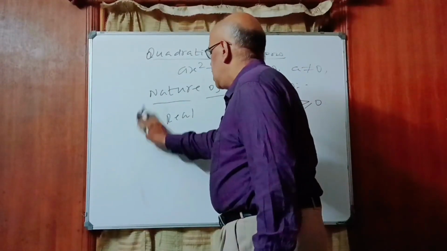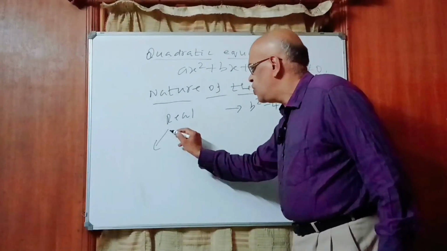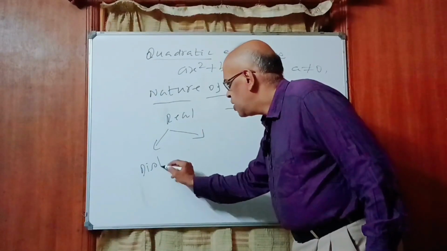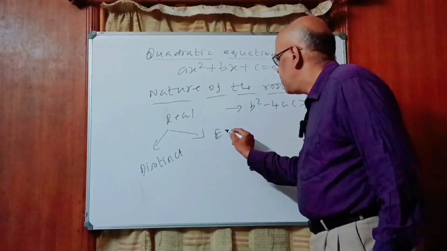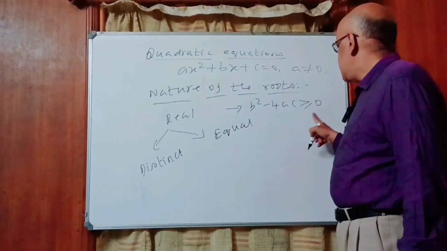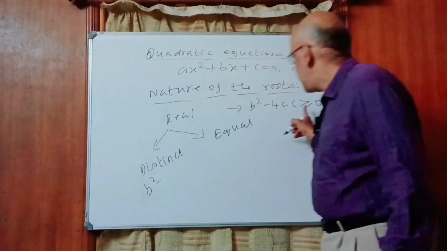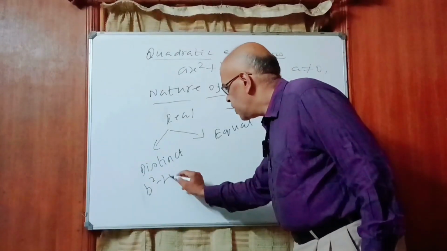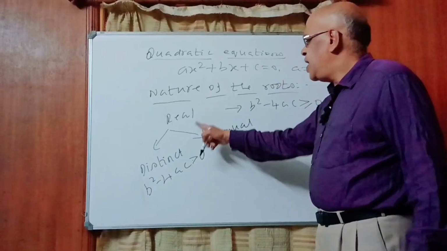Now come to real. The roots are real. Again, the real roots can be further classified into 2 types. What are they? Roots are real and distinct, and roots are real and equal. When we say roots are real, b square minus 4ac is greater than or equal to 0. When do we say distinct? Here there are 2 conditions: one is greater than 0, one is equal to 0. b square minus 4ac greater than 0: roots are real and distinct.